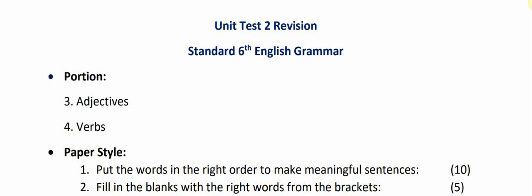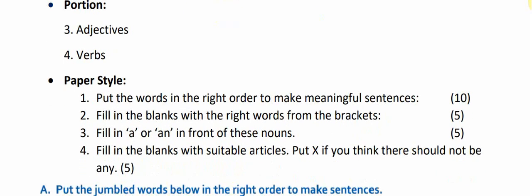The paper style. For your unit test, it is of 25 marks and the distribution is like this. Question 1 will be put the words in the right order to make meaningful sentences, that is of 10 marks. So I'll be asking you 5 sentences which are randomly given. We have already done this exercise. I'll show you which exercise I'm talking about.